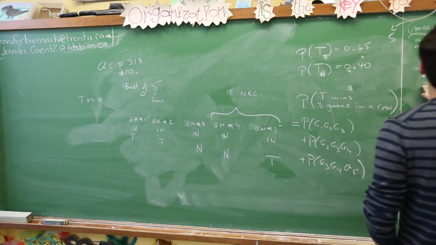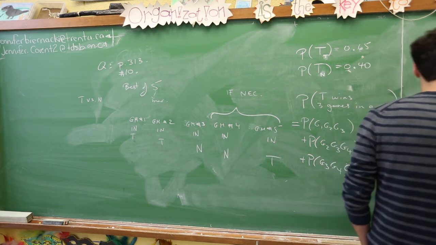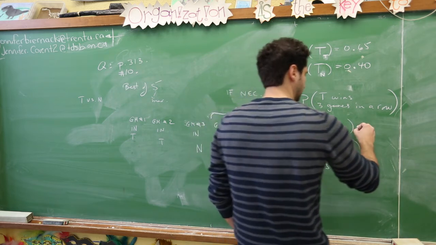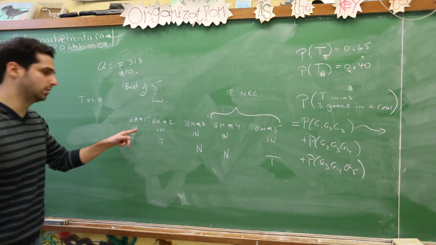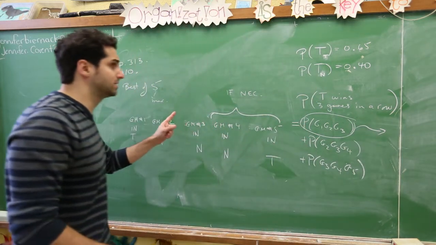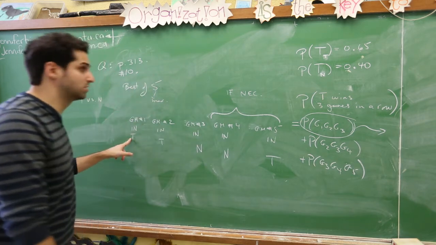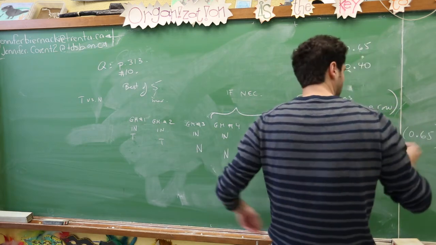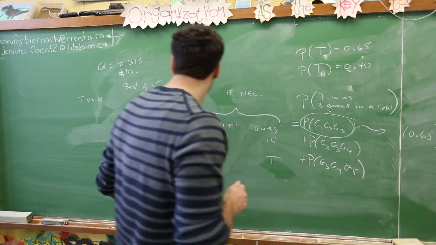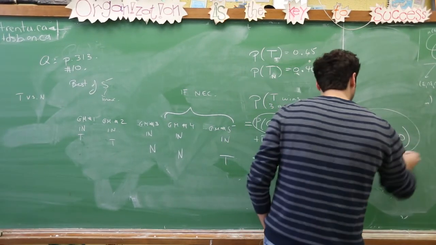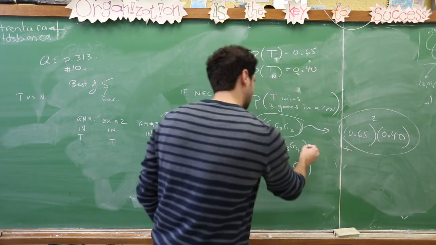I'm going to erase over here. So, let's talk about this one here. Toronto wins game 1, they win game 2, they win game 3. So let's just do this part. The first game is in Toronto, 65. The next game is in Toronto, 65. So 0.65 squared, right? And then they got to win in New York, 40. So that's that. Now, we're going to add to that this guy right here.